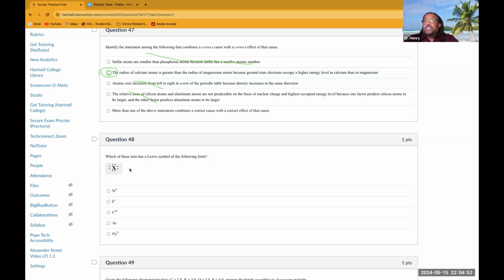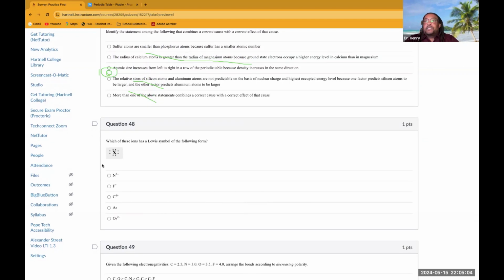Okay. Which of these ions has a Lewis symbol of the following form? N 3 minus, F plus, C4 plus, argon, O2 2 minus. What do you guys think? First off, what does it say?